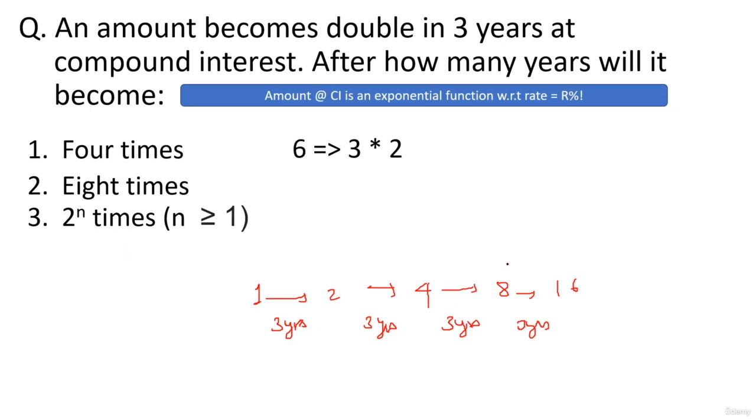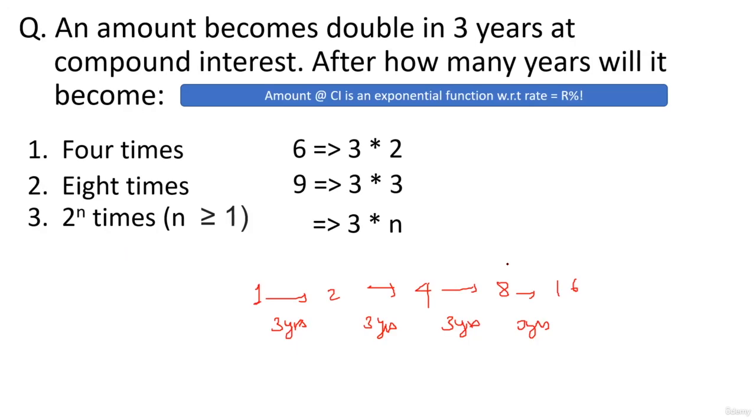To become 4 times, how much time will it take? The time required is 3 multiplied by 2. First it doubled, then from double to 4 times. So 3 plus 3, 6 years. In the same way, to become 8 times, how much time? 3 plus 3 plus 3, 3 3s are 9. And for any value, to become 2 raised to n times, how much time will it take? 3 multiplied by n. As simple as that. It's as simple as that.